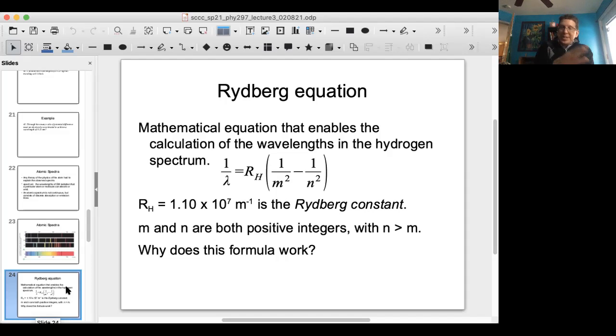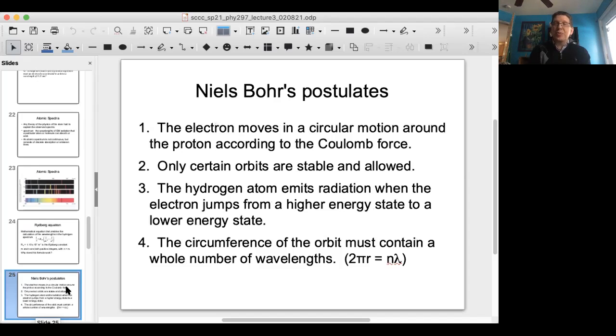So Rydberg was able to see a mathematical pattern in the wavelengths. He wasn't able to come up with an equation that fit that pattern. He wasn't able to come up with an explanation why that equation worked. That explanation was the responsibility of Niels Bohr.